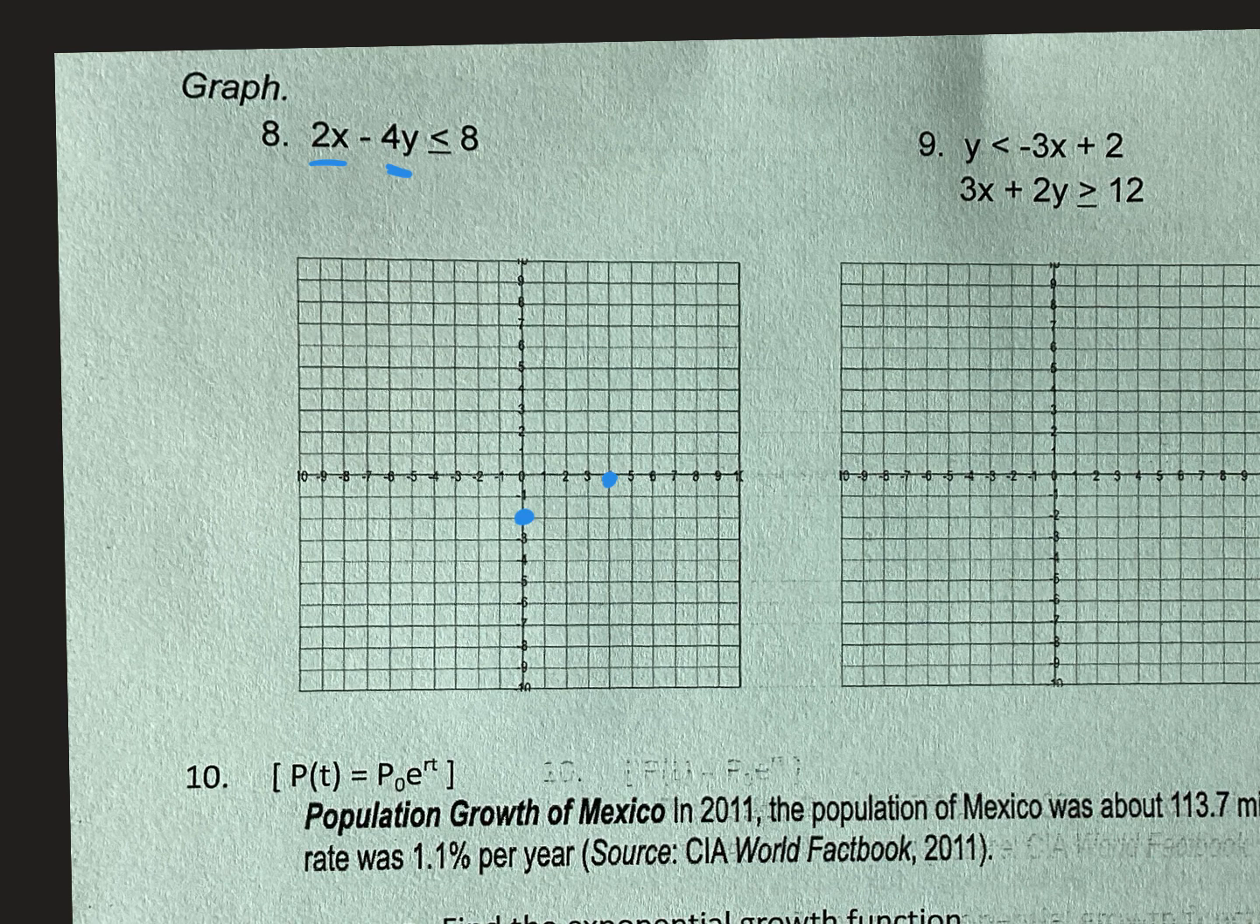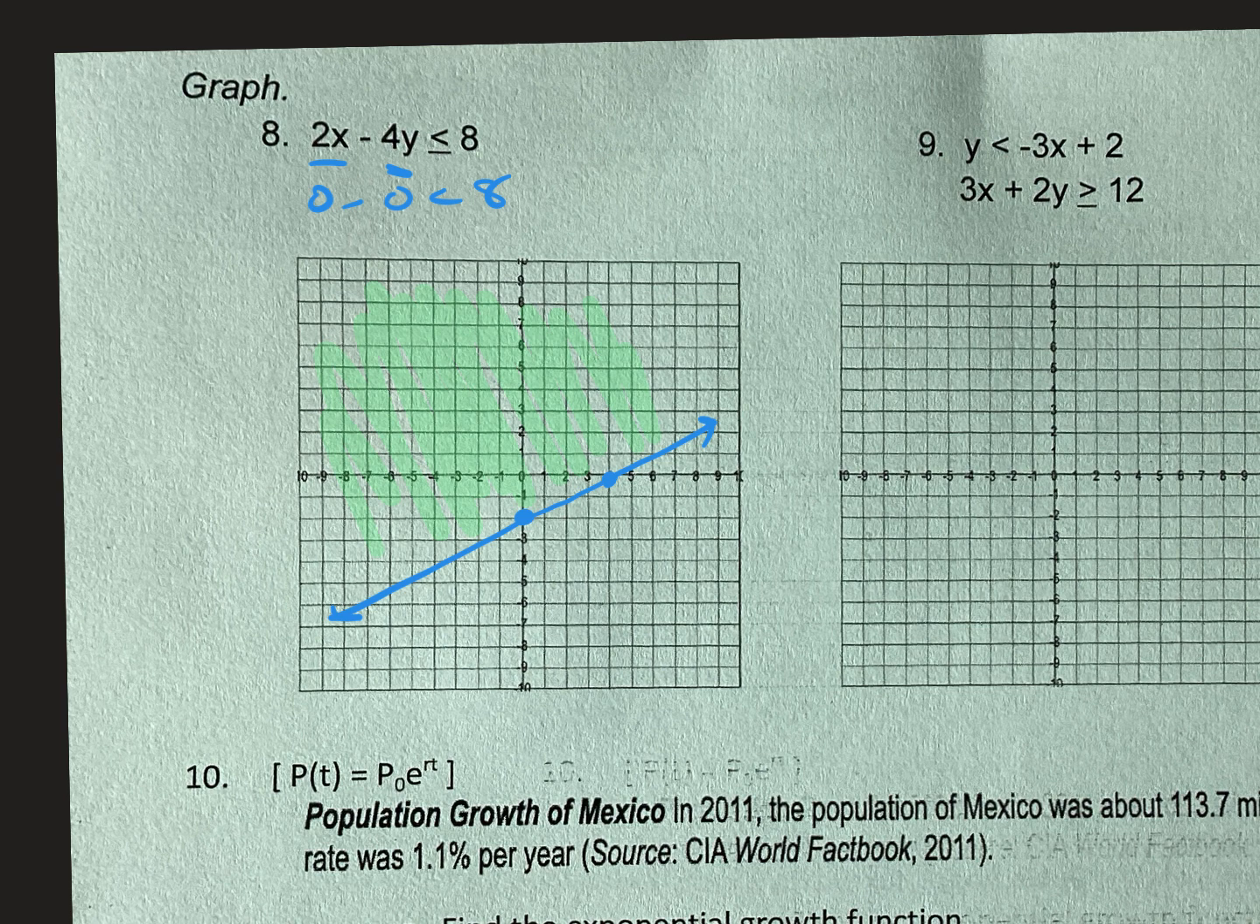Ask yourself, is it solid or broken? This was definitely solid because there's an equals in there. Remember, we used the 0, 0 to see if it's true or not. 0 minus 0, is that less than 8? It sure is. So I'm going to shade towards 0, which is that side right there.